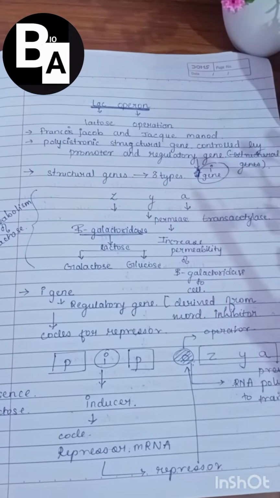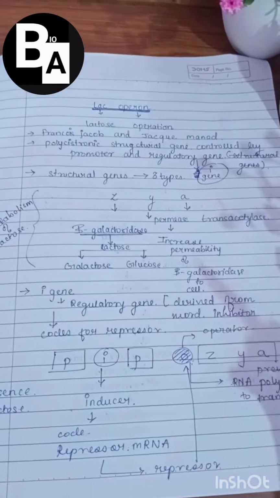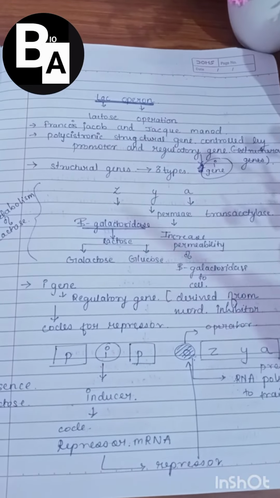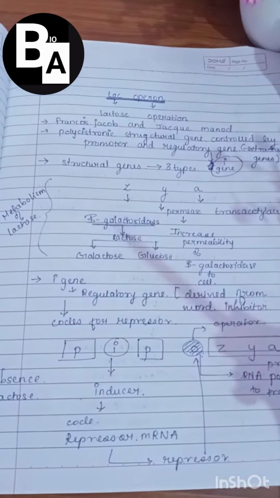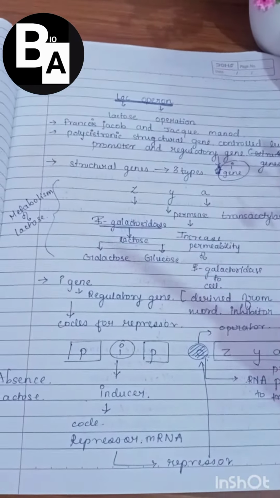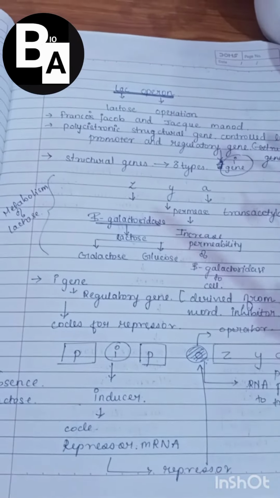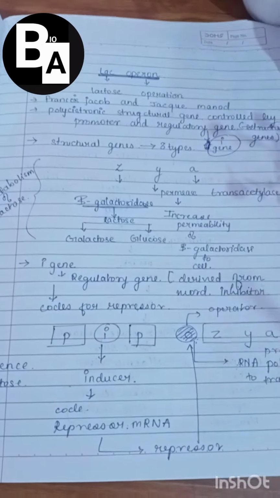Here, the regulatory gene is I gene. Here, there are a total of 3 structural genes, that is Z, Y, A. Z stands for the beta-galactosidase, Y stands for the permease, and A stands for the trans-acetylase. Beta-galactosidase function is to break down the lactose into two, that is galactose and glucose, whereas the permease function is to increase the permeability of the cell to the beta-galactosidase.